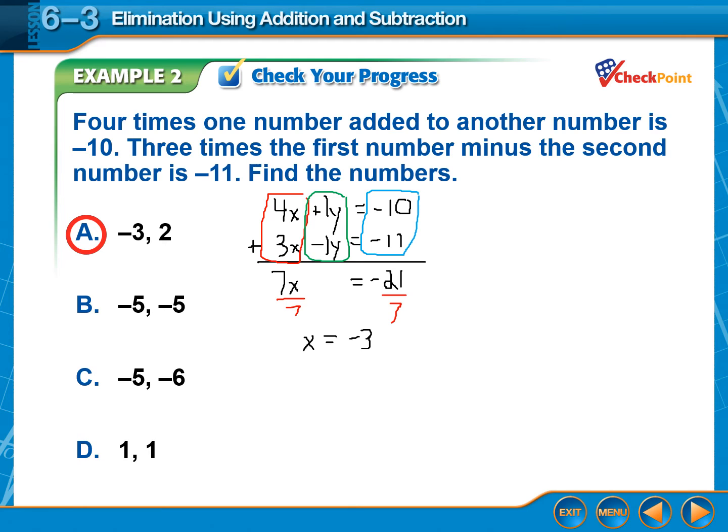Once I know that, I'm going to pick one of my two equations, solve for y by replacing x with negative 3. So let's just choose the first equation, 4x plus y is equal to negative 10. And now I'm going to replace x with negative 3. So 4 times negative 3 plus y is equal to negative 10.